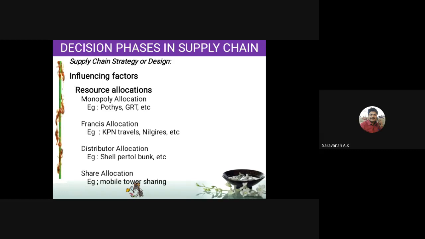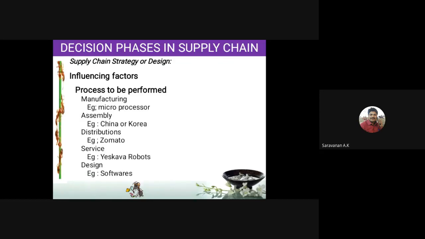Share allocation. Mobile tower. If you take the mobile tower, in a single tower you can see Vodafone tower dish, Airtel dish, Idea dish. Everything will be in a single tower because they are sharing the tower, sharing the allocations. Okay, next thing. What are the processes to be performed? Based on that only we have to take the decision.